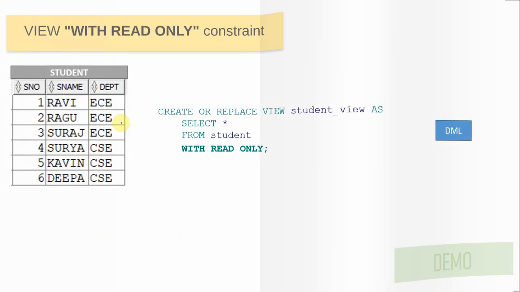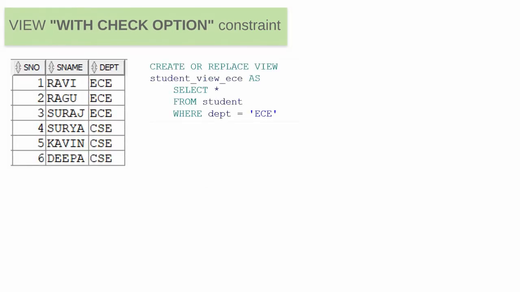Okay, we'll move ahead with the next question: the with check option constraint. So we have the student table. Now I'm creating one more view called student_view_ECE because I just want to display only the students studying in the ECE department. So that's the reason I put a where condition like where department equals ECE. So this view will display only the ECE department students.